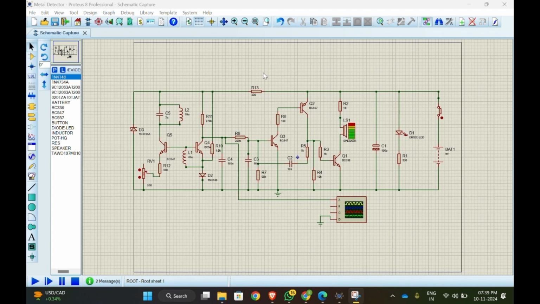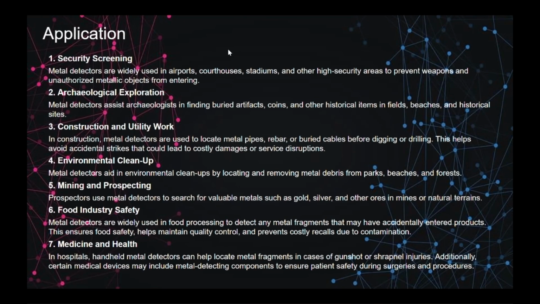Some things that should be kept in mind are: voltage stability is critical as fluctuations affect the circuit sensitivity and stability. And also, a Zener diode is temperature sensitive, and changes in the temperature of the diode may still cause gradual frequency drift. The above described metal detector has a wide range of real world applications. Here are some: security screening. Metal detectors are widely used in airports, courthouses, etc. to prevent weapons and unauthorized metallic objects from entering. They help detect items like knives, guns, and other weapons concealed on a person and their belongings.